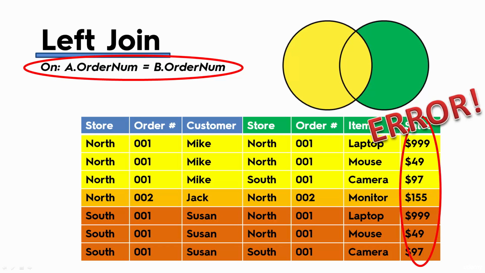And as you can see, this is a mistake. There's an error because this highly inflates our sales. It looks like we've sold 2 laptops, 2 mice and 2 cameras, whereas in fact that's not true. So joining on a single field here can lead to incorrect results. So let's see how we can fix that.